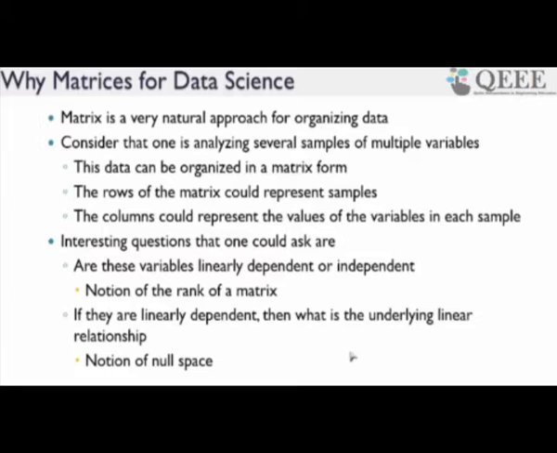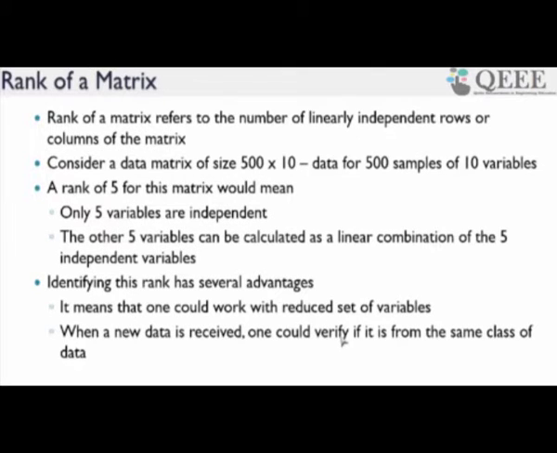Now the question is, let us take this 1000 by 10 example and say we figured out that the rank is 5. Then we might ask, what are the relationships? How do I find the relationship? As I mentioned before, the rank of a matrix refers to the number of linearly independent rows or columns of the matrix, and in this case I am talking about 500 by 10. A rank of 5 would mean 5 variables are independent. The other 5 variables can be calculated as a linear combination of the 5 independent variables.